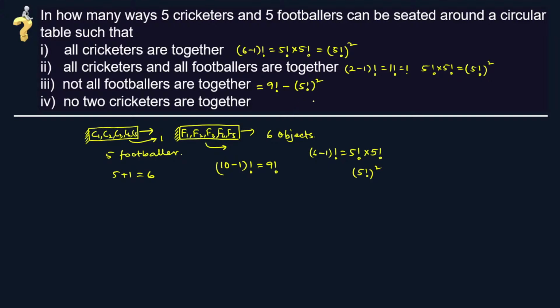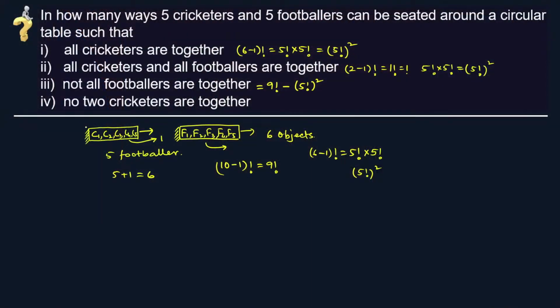I'm not going for the calculation; I'm simply leaving it like this. So the total number of ways where not all footballers are together is this. Is it clear? Not all footballers together means 2 footballers, 3 footballers, 4 footballers can be together, I don't mind. Even if they are separated, there is no problem. But not all footballers should be together. Clear?